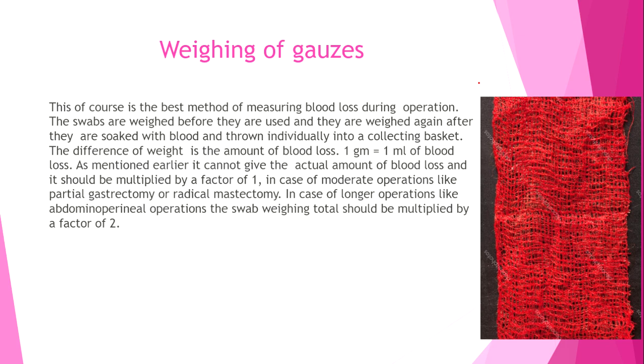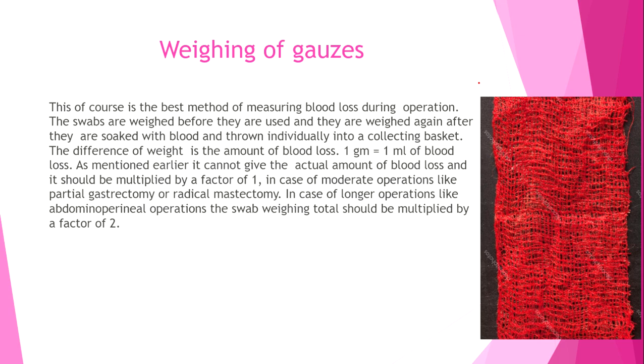Weighing of gauzes. This, of course, is the best method of measuring blood loss during operation. The swabs are weighed before they are used, and they are weighed again after they are soaked with blood and thrown individually into a collecting basket. The difference of weight is the amount of blood loss. 1 gram is equal to 1 milliliter of blood loss.